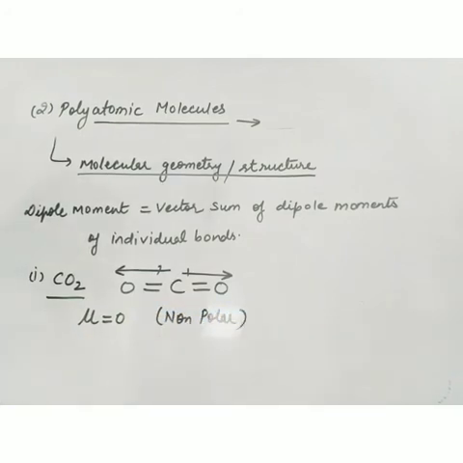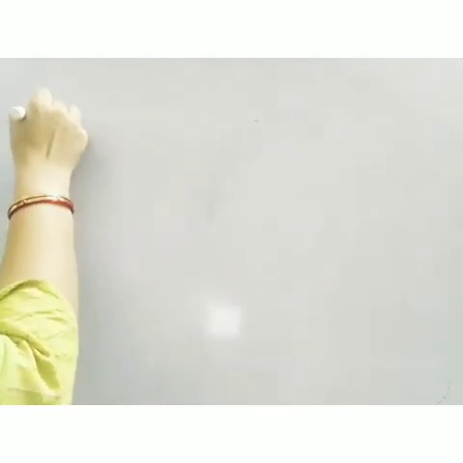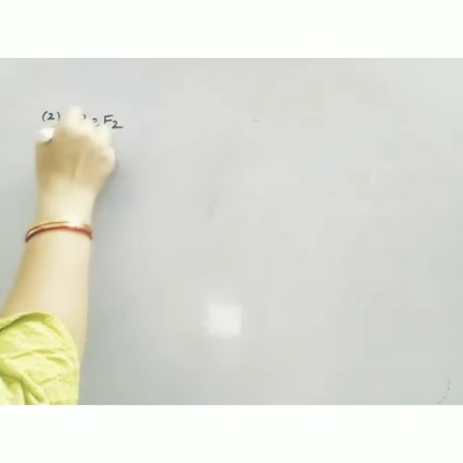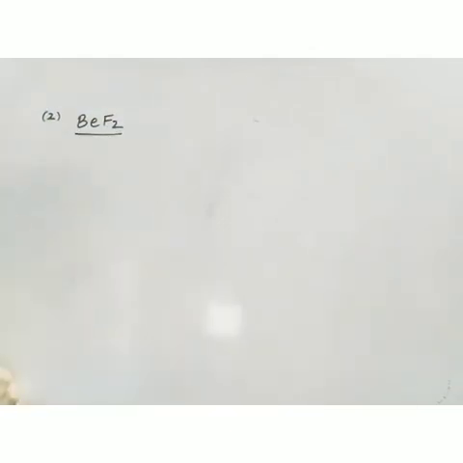So from the formula it appears that carbon dioxide can have some polarity because carbon dioxide is having two different atoms. But it is because of the shape of the molecule is like this that the resultant moment is 0. So carbon dioxide is a non-polar molecule. Let's take one more example. BeF2, beryllium fluoride. Now two different atoms are there and fluorine is electronegative. So it appears that it can have some polarity.